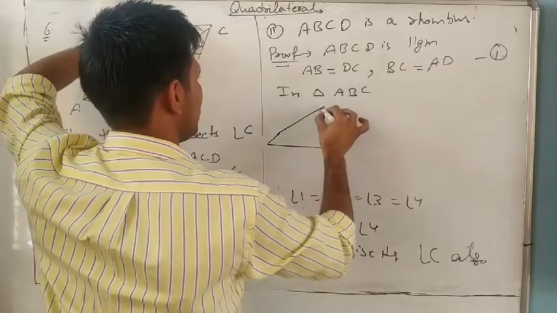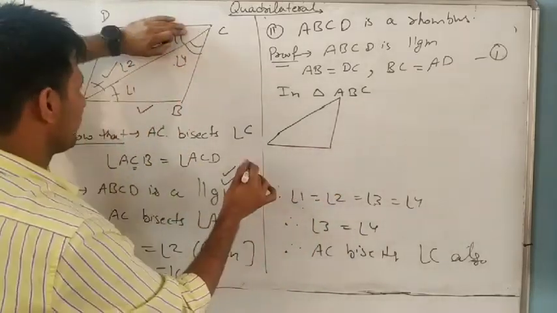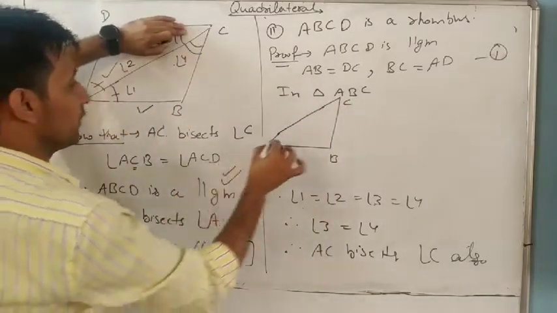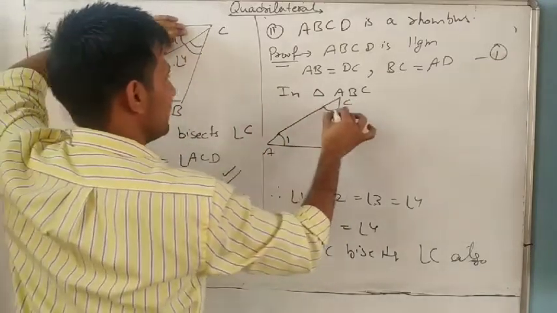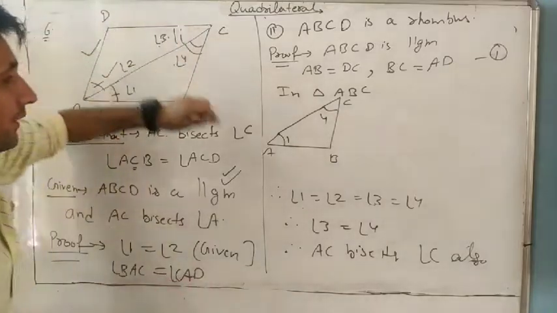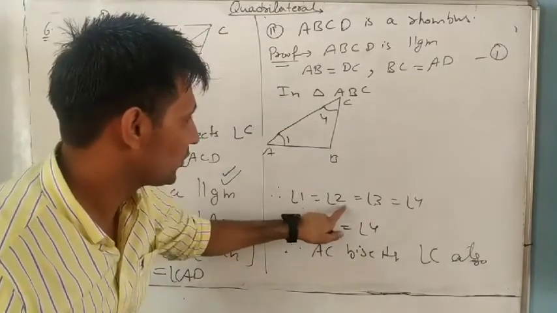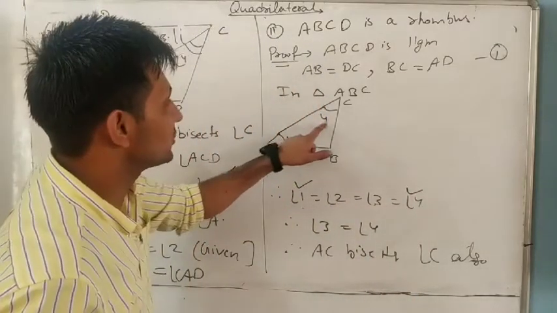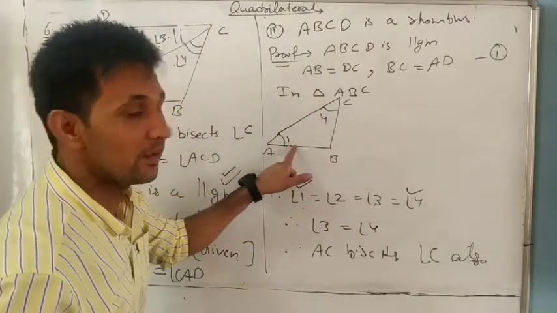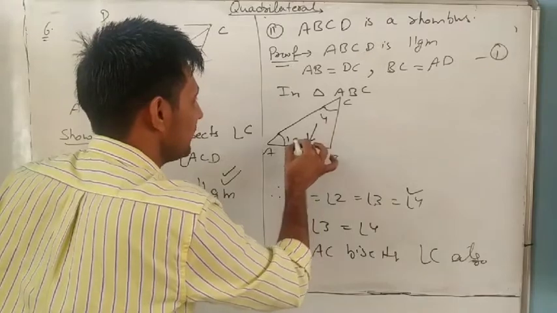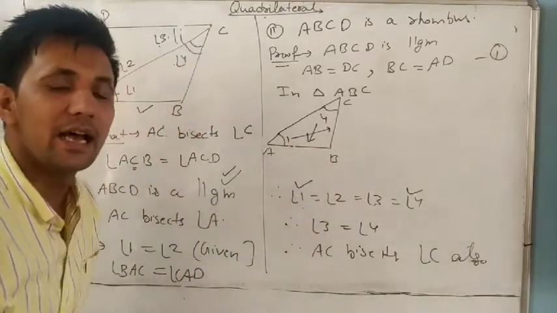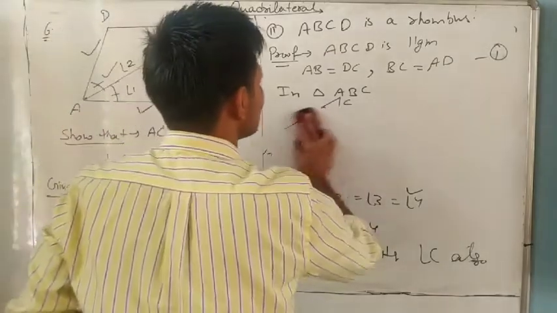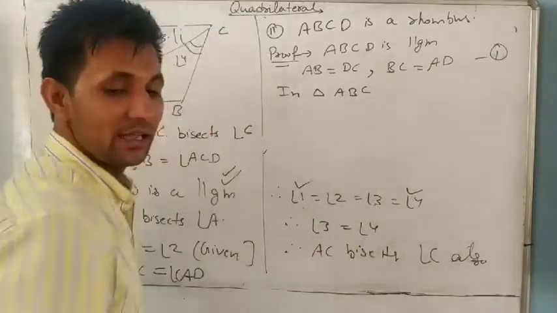No need to make this triangle, only ABC and AB. We know it is angle 1, it is angle 4, and we know angles 1, 2, 3 and 4 are equal. It means angle 1 equals angle 4. If these two angles are equal, then the sides opposite to them are also equal, because you already know the side opposite to equal angles is always equal.